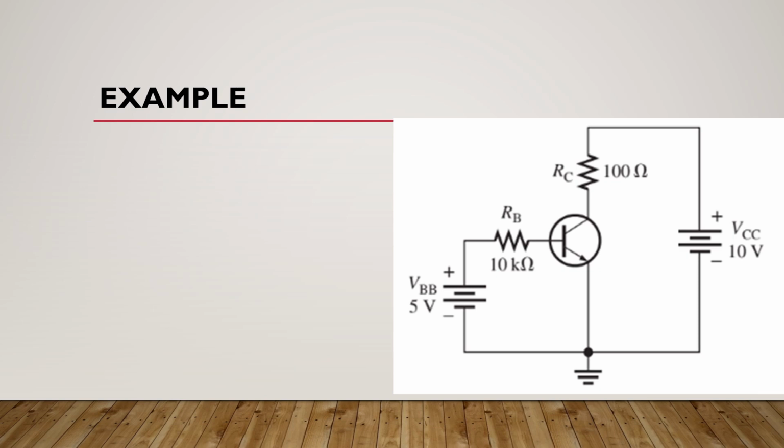Now look at this example. If you have a circuit like this and you want to find terminal currents, that is IB, IC and IE, and nodal voltages VB, VC and VE, how are you going to analyze this circuit? Suppose here the value of beta is 150 and all these terms are unknown. So how are you going to start your analysis?